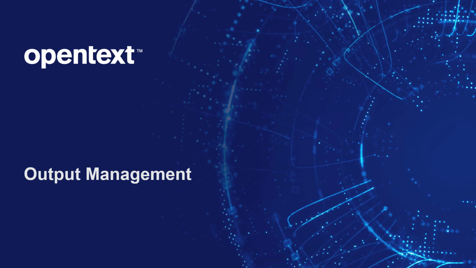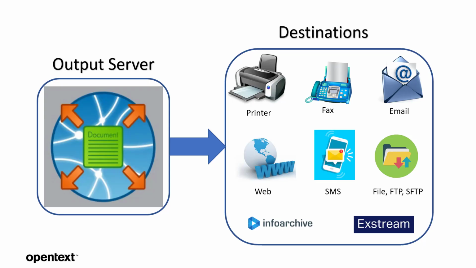Hello everyone and welcome to this video session of Output Server Delivery Pathway and Job Flow. Output Server provides delivery to a range of destinations which includes printer, fax, email, web, SMS, file, FTP, SFTP, InfoArchive, Extreme and many more destinations.